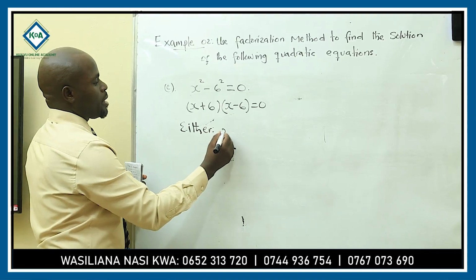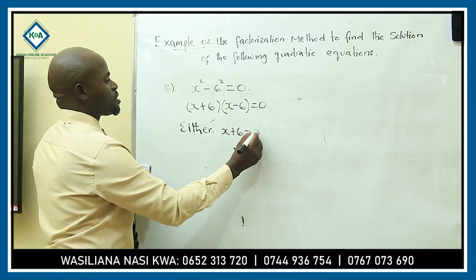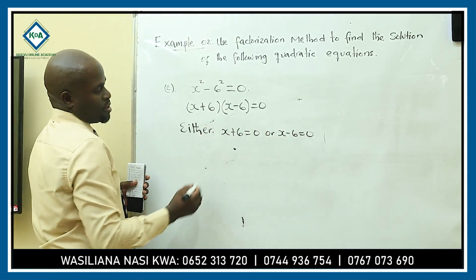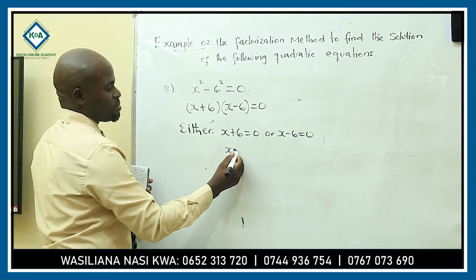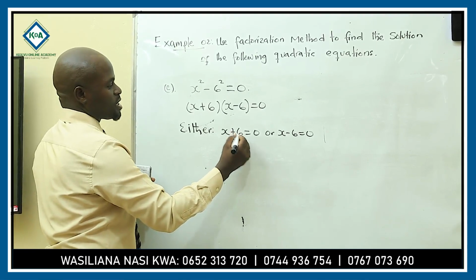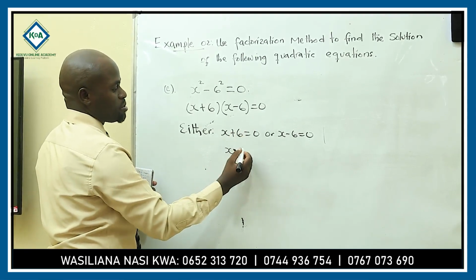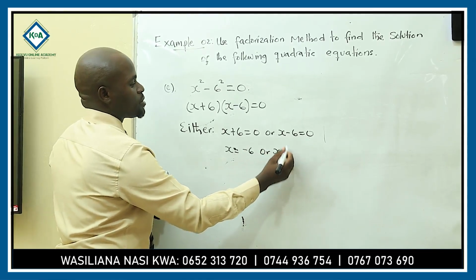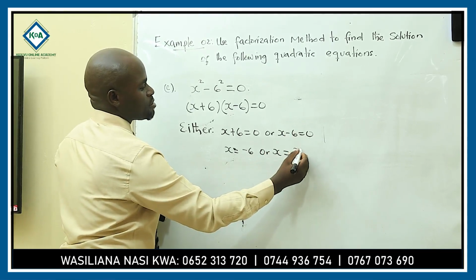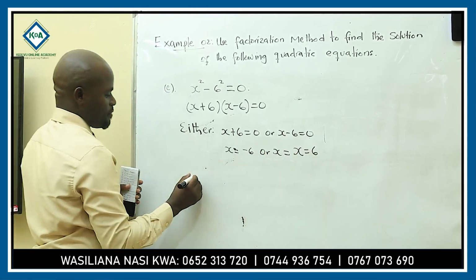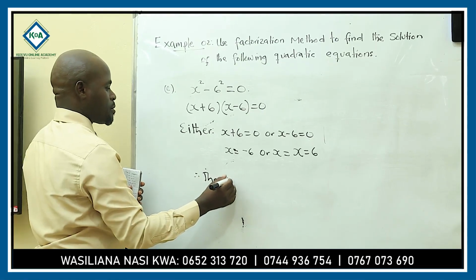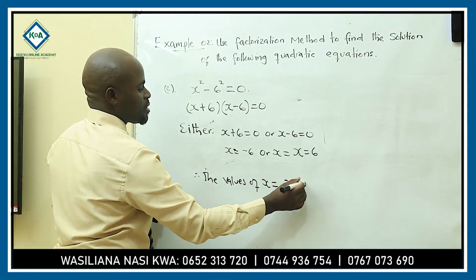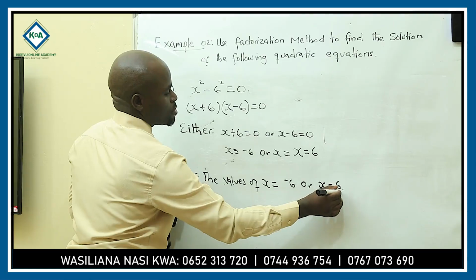Then after reaching this step, now we have our factors. So we say either x plus 6 is equal to 0 or x minus 6 is equal to 0. So if x plus 6 is equal to 0, then x will be, we take this 6 to the other side, but this is plus, when you go there it will be minus. So it will be x is equal to negative 6 or x is equal to, this is minus 6, when you go there it will be positive. So it will be x is equal to positive 6. So therefore, the values of x are negative 6 or positive 6.